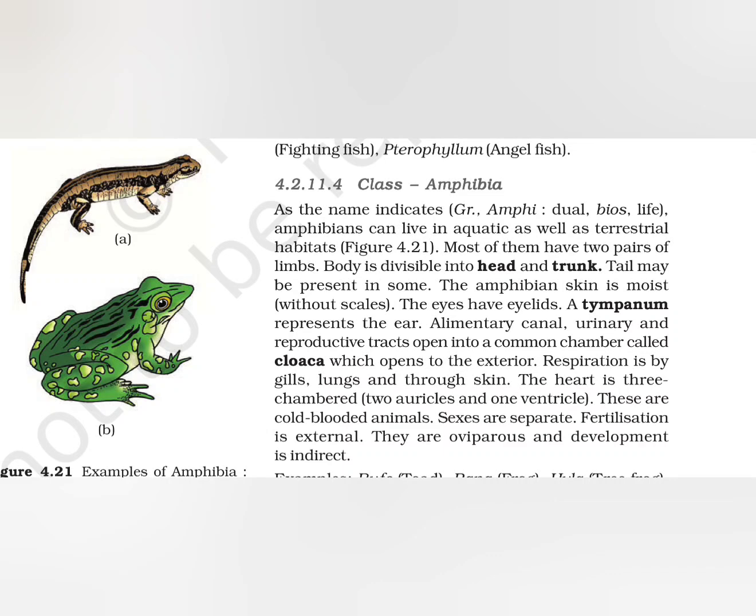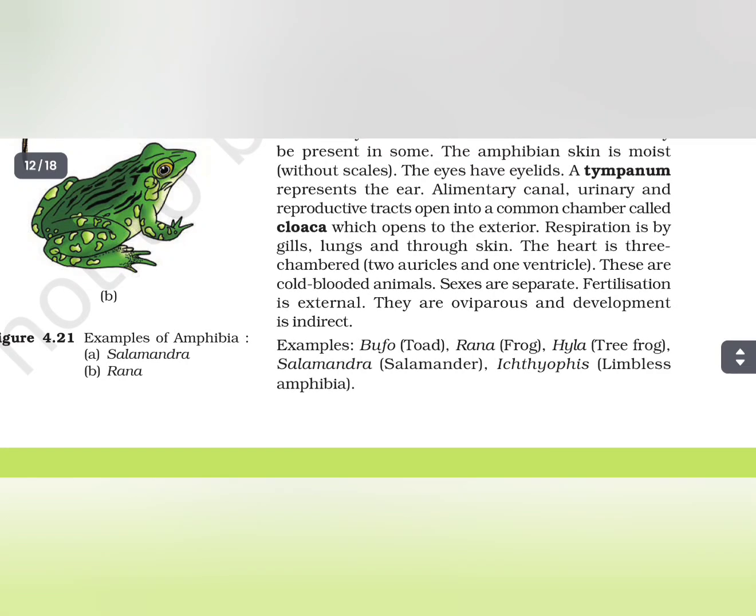The amphibian skin is moist without scales. The eyes have eyelids. A tympanum represents the ear. Alimentary canal, urinary and reproductive tracts open into a common chamber called cloaca, which opens to the exterior. Respiration is by gills, lungs, and through skin.